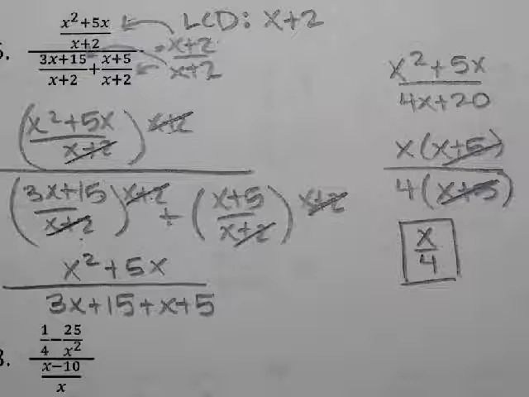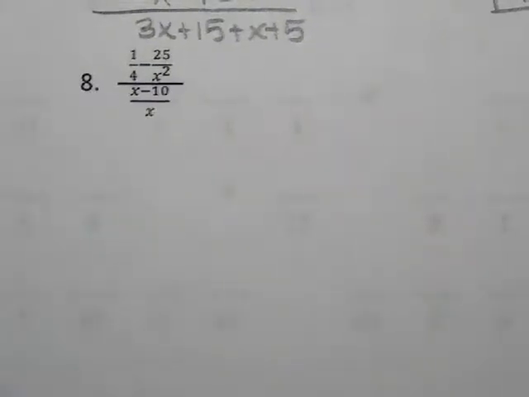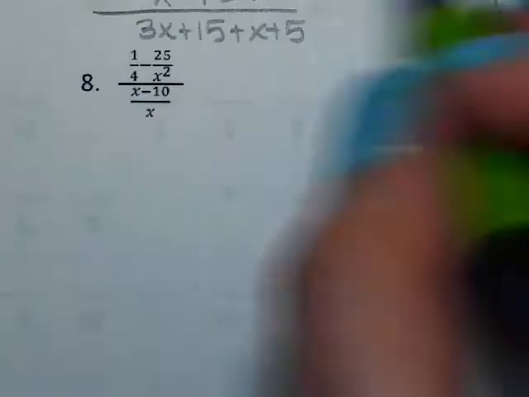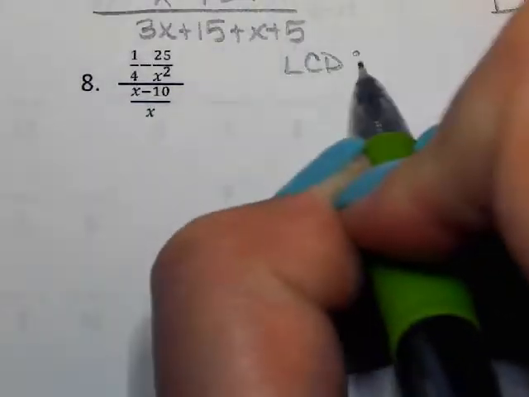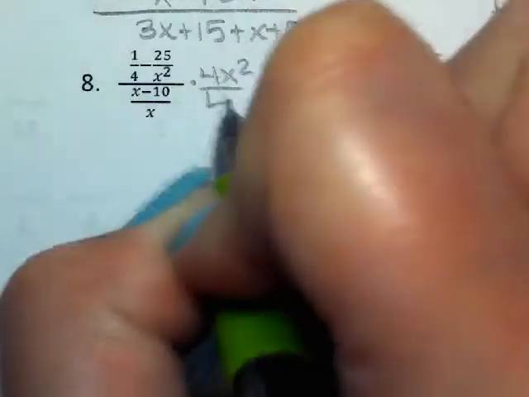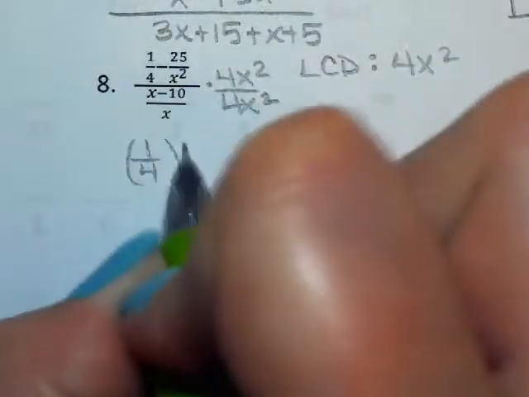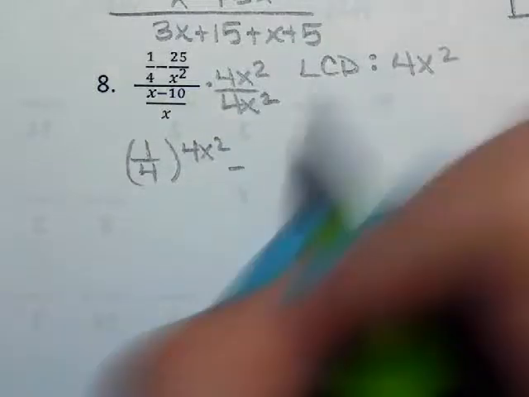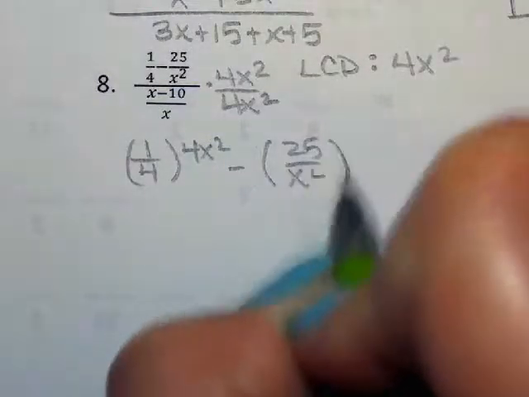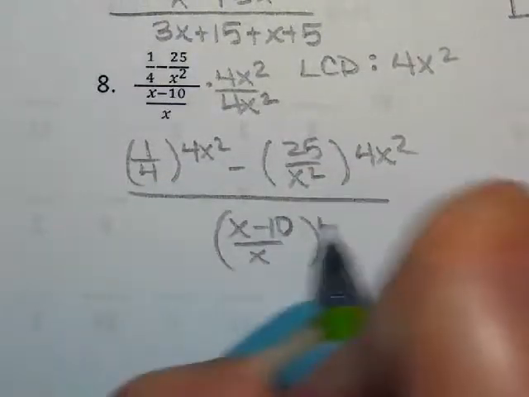Boom. All right. Which one should we do next? We can do number 8. All right. Number 8. What is the least common denominator? 4x squared. Okay.